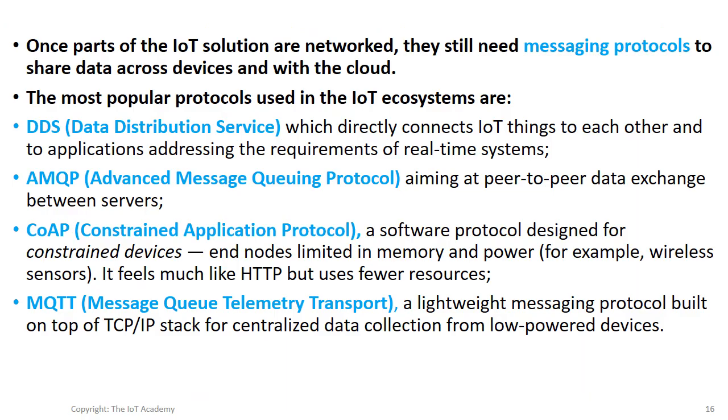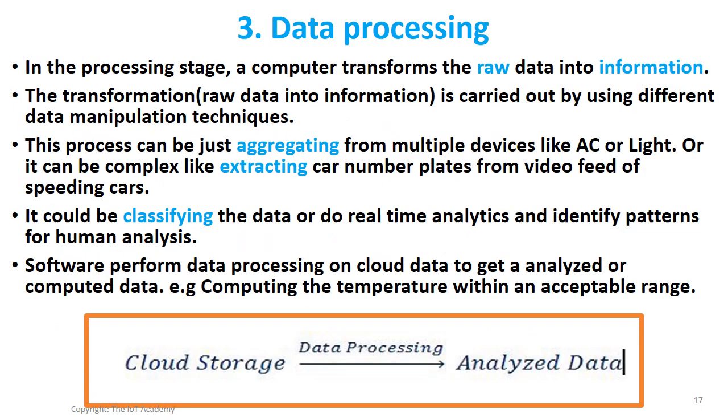So one part of the IoT solution is the network, and we still need a messaging protocol to share data across devices and with the cloud. The most popular protocols used in the IoT ecosystem are AMQP, CoAP, MQTT, and DDS. These are the IoT protocols we use when we upload data to the cloud. So the third part is data processing.